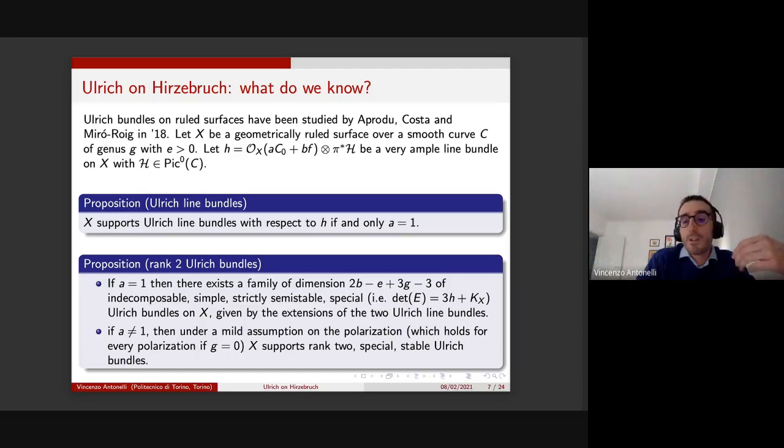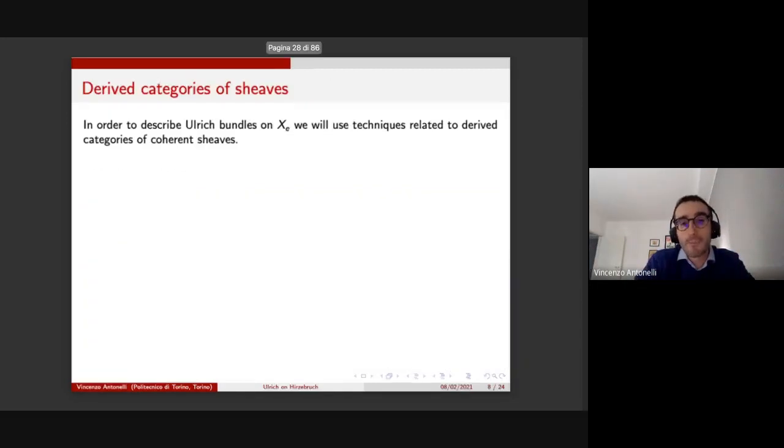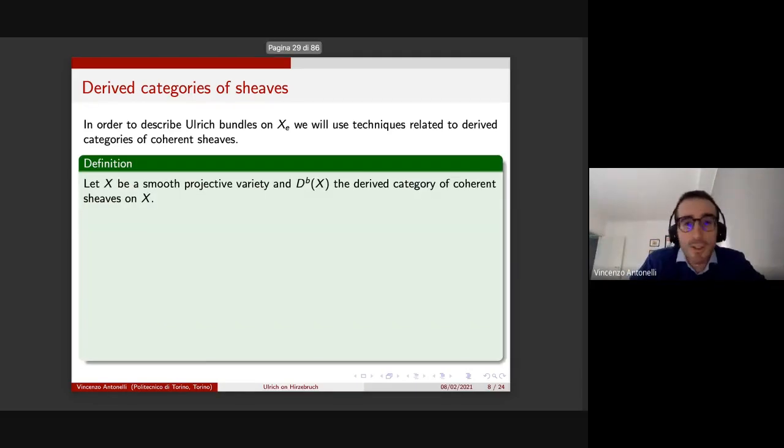And the other thing that I want to do is to try to describe them. And by describe them, I mean to find a resolution of an Ulrich bundle, but this time not on the ambient space, but on the variety itself. And in order to do so, I will need a bit of the derived category of coherent sheaves that was introduced in the previous talk, but I will just give you the really basic definitions and ideas.